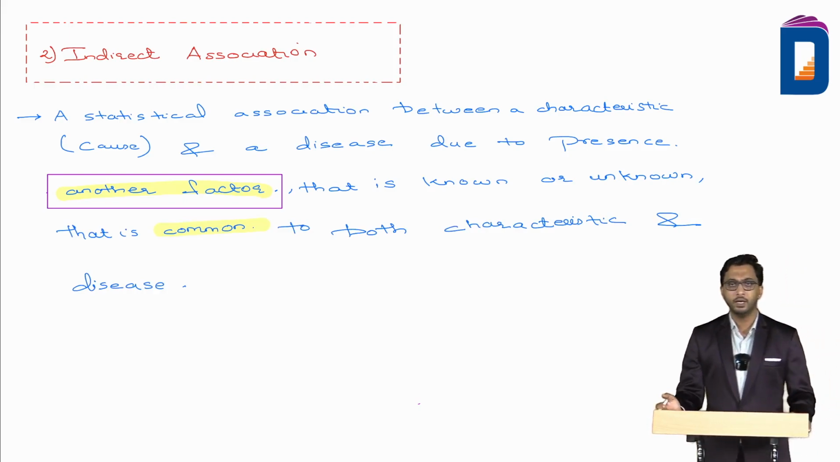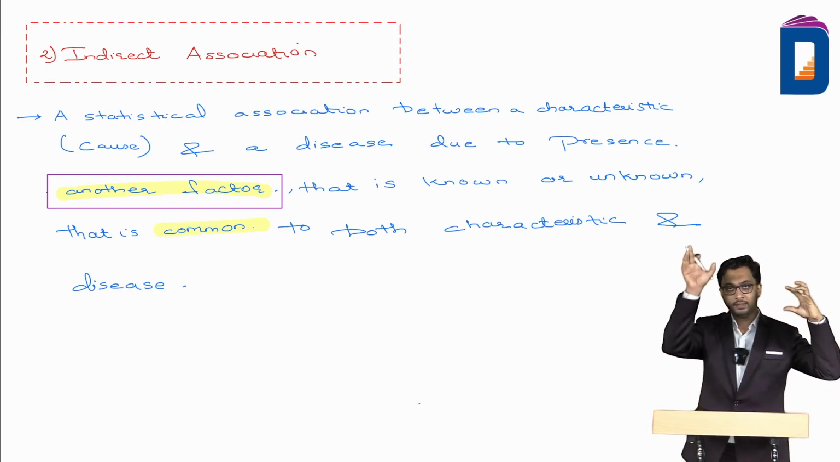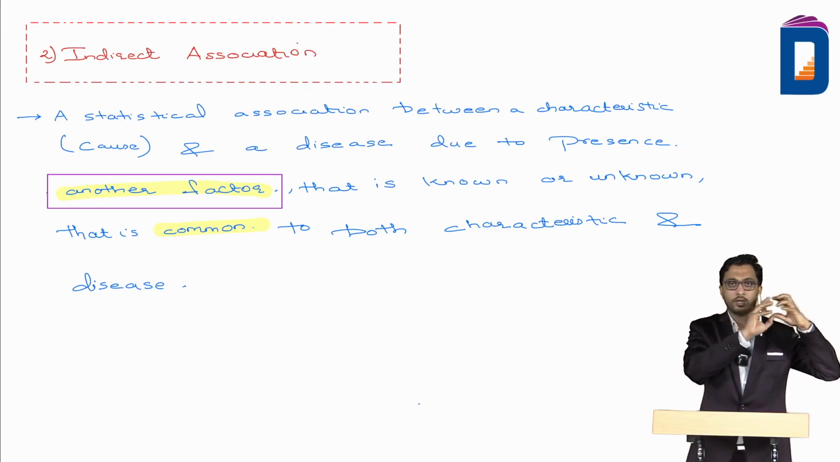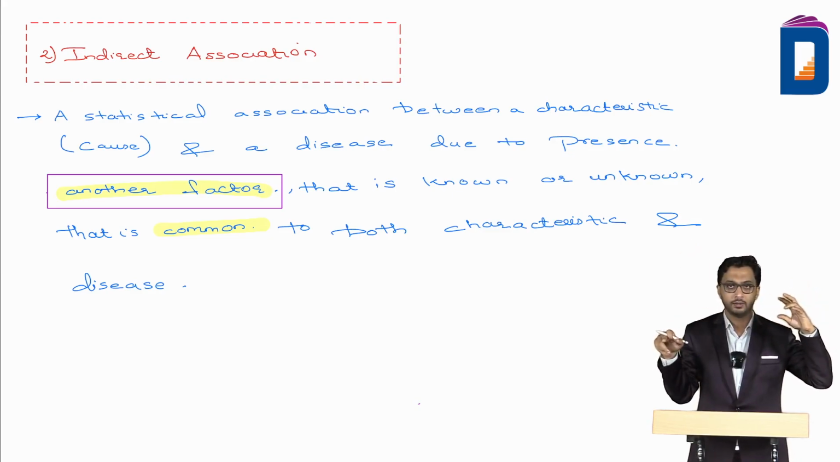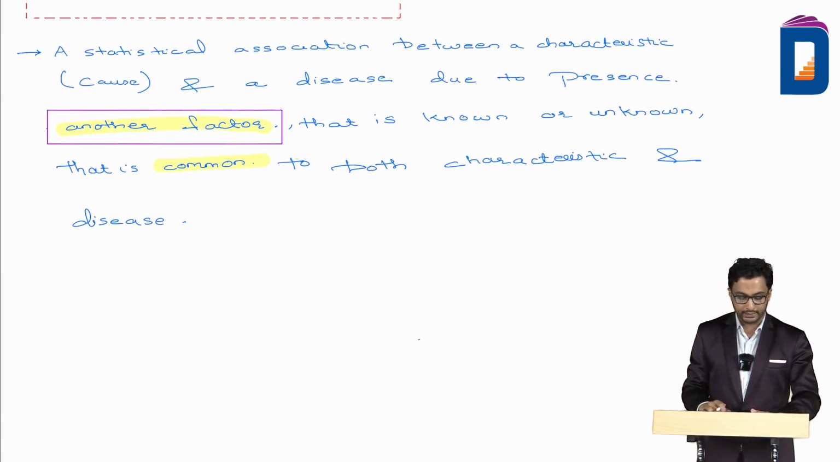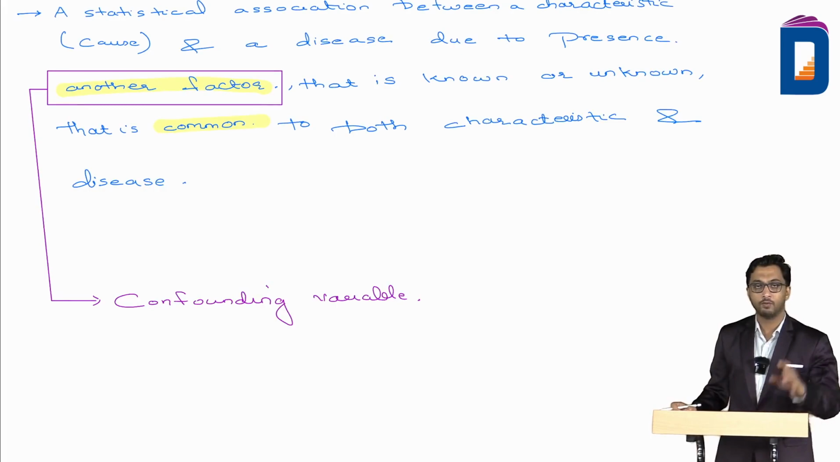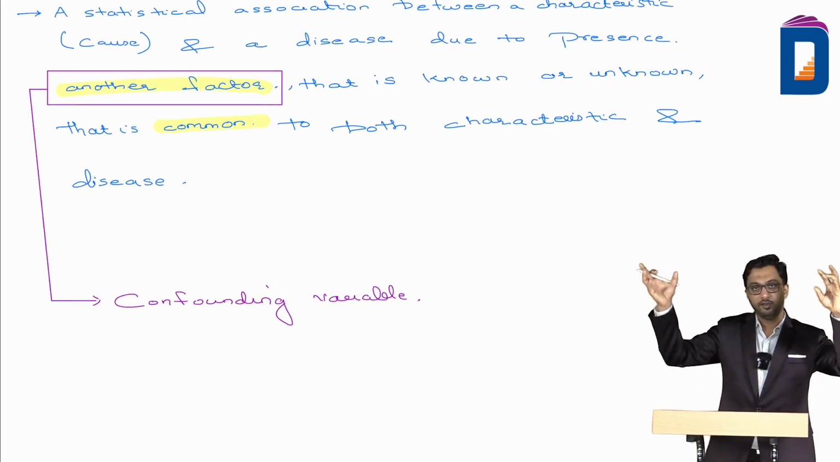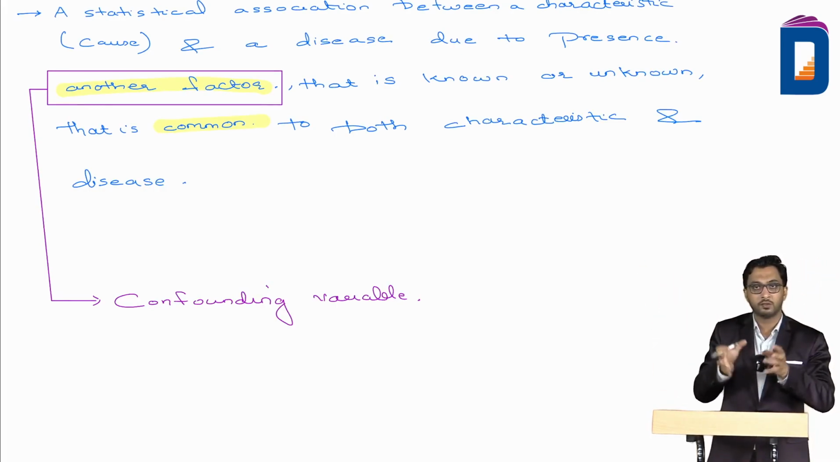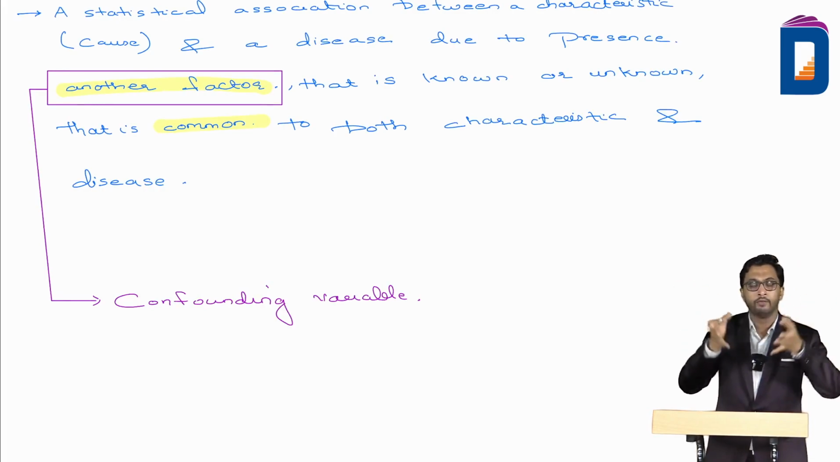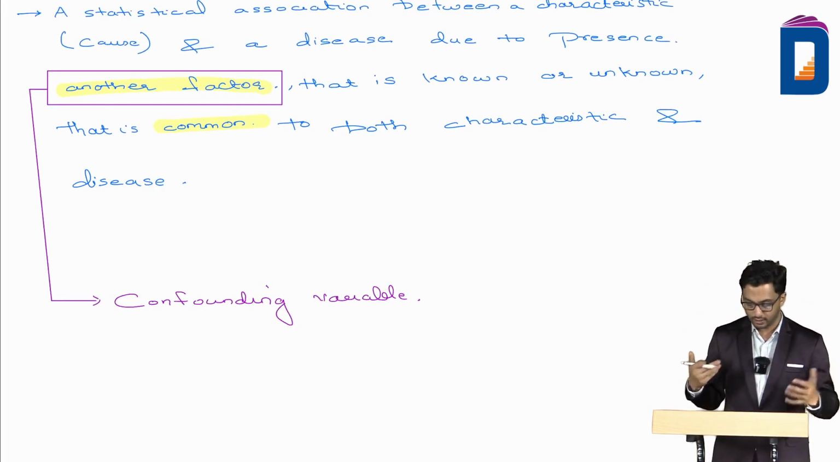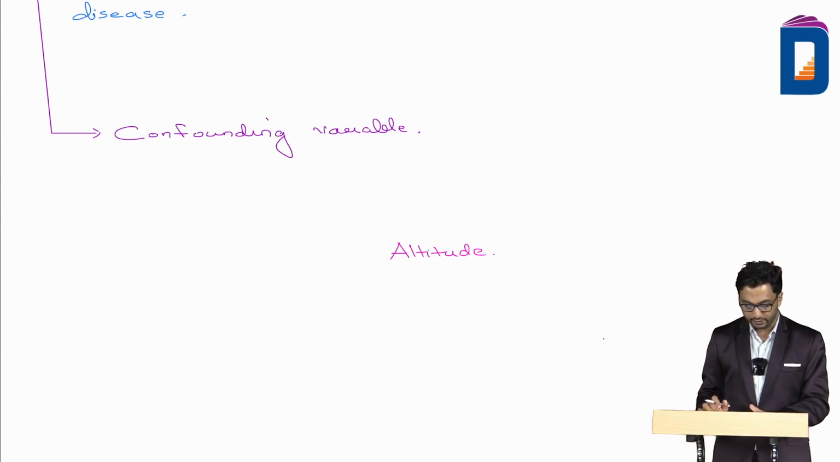Now there is a third factor. Imagine it's a third factor here, and there is a cause and a disease. So this third factor is connected to both of them. And the name of that third factor is confounding variable. You have got a cause variable, a disease variable, and a third variable which is associated with both of them, and it is called a confounding variable. I'll come to it with an example now.